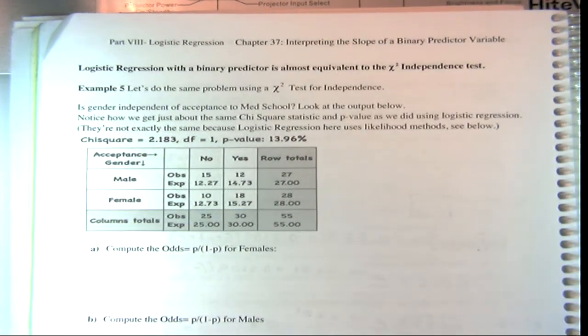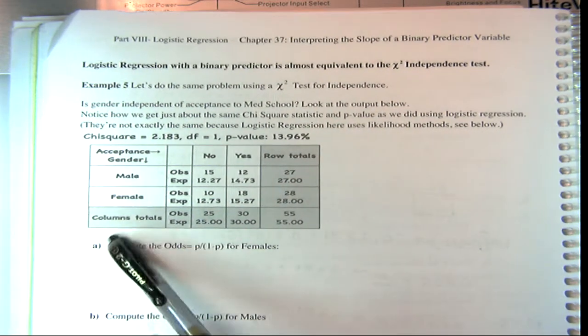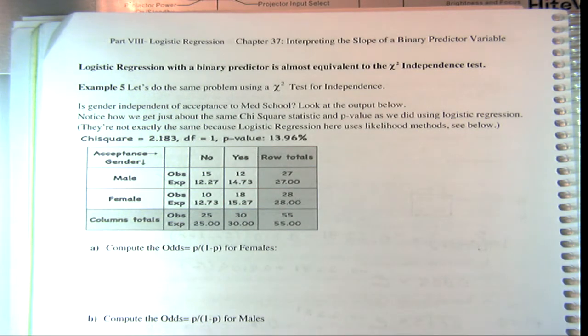All right, you're probably thinking there are other ways we could do this problem, right? We could have done this problem back in Stat 100, as a chi-square test for independence: is whether you're male or female independent of whether you get accepted to medical school? Does knowing whether somebody's male or female give you any information about their chances of getting accepted to medical school?